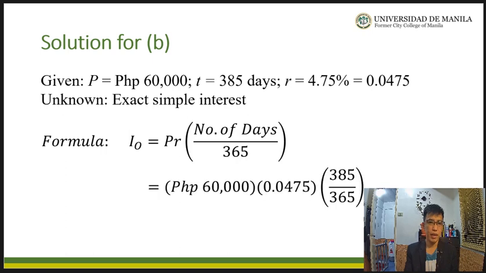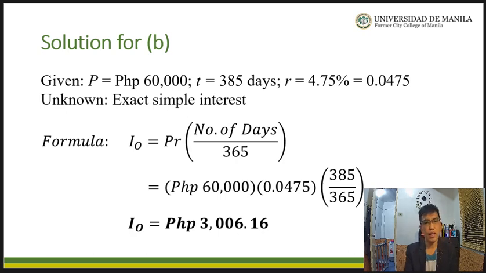Again, we plug in all the defined values so that, sorry, mali ako sa notation ha. I will just correct it in your module. So that should be I sub E. Okay? Regardless, still correct pa rin naman yung ating computation. That's the exact, and I am actually mentioning it. The exact simple interest is 3,006 pesos point 16.